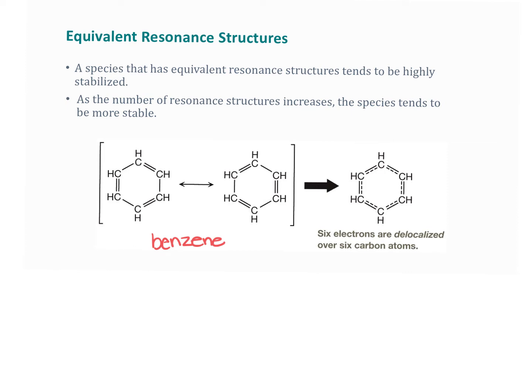So as the number of resonance structures increases, the species tends to be more stable. The benzene structures here are equivalent. They contribute equally. Benzene is particularly stable. And like all good scientists, we always love to cut corners, and so benzene sometimes is just shown with a circle inside. I like to point that out. Benzene is an interesting molecule. It's an aromatic hydrocarbon that is naturally found in crude oil, and it has a really high octane number, so it's an important component of gasoline. Benzene is really commonly found in gasoline.